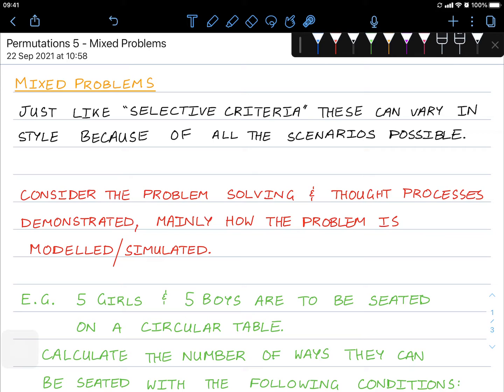Just like selective criteria, these can vary in style because of all the scenarios that are possible. So for these examples, I want you to consider the problem solving and thought processes demonstrated, and mainly how the problem is modeled or simulated. So don't get too caught up in any sort of formulas, but more the ideas and the thought process involved.